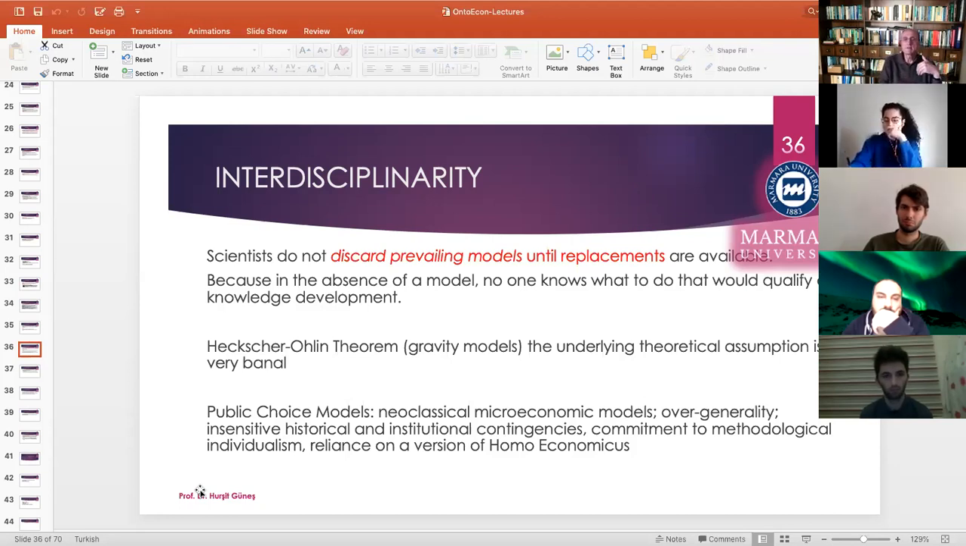It is insensitive to historical and institutional contingencies. This is being challenged, but we're talking about the neoclassical one. Think, for example, about Acemoğlu. He is looking at the institutional aspects of development. So he's changing the entire neoclassical approach to development by putting institutional differences into the analysis.